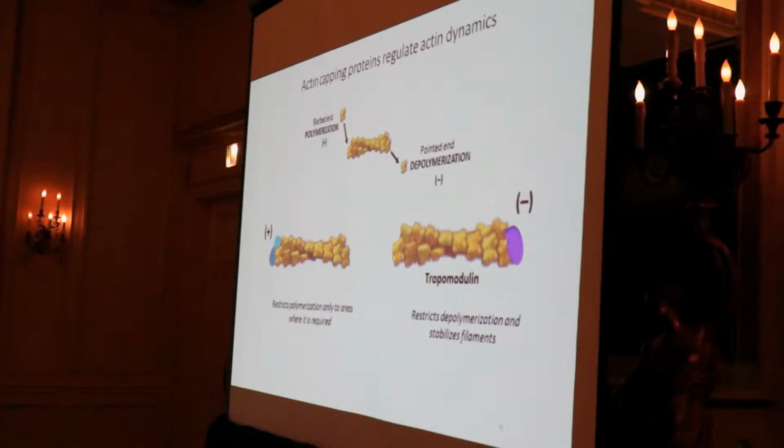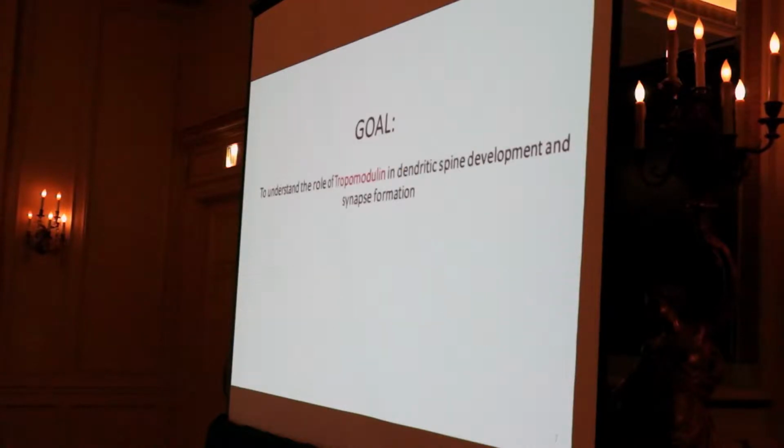Equally important, you have proteins that bind to the minus end. This is going to inhibit depolymerization, stabilizing filaments and promoting growth. Even though there's a host of proteins that have been shown to bind to the plus end, there's only one known molecule that binds to the minus end, and this is called tropomodulin. This has been shown to be critical in a variety of cell types.